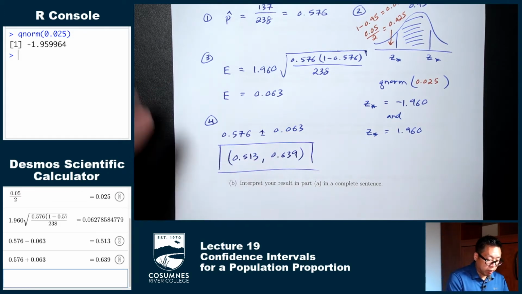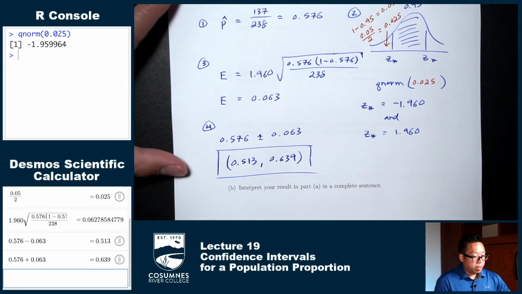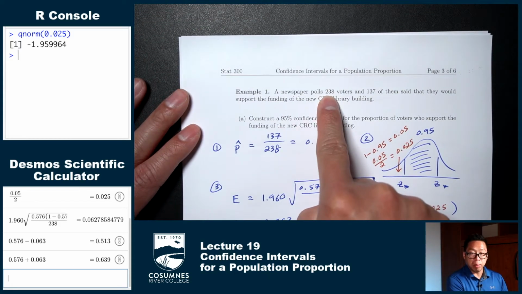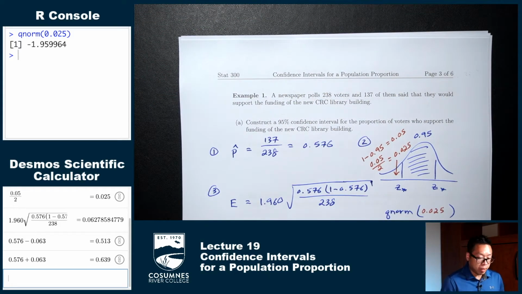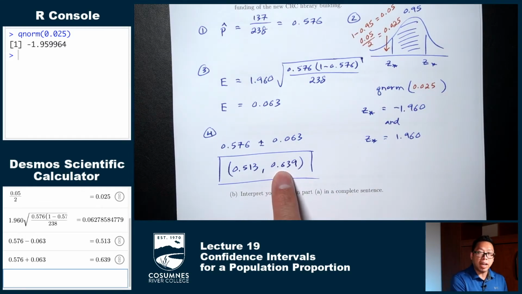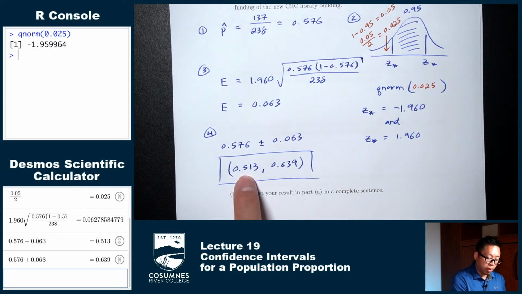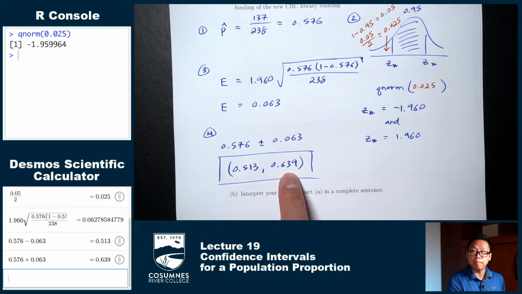Okay, so what we're saying here is that even though we only asked 238 people and we didn't ask every single voter, we're saying here that if we were able to ask every single voter, the true proportion is going to be somewhere between 0.513 and 0.639.